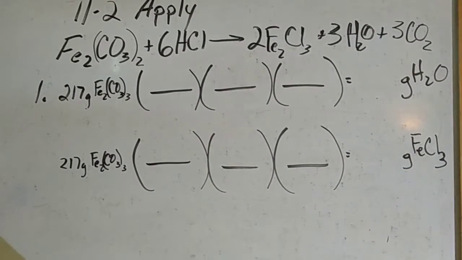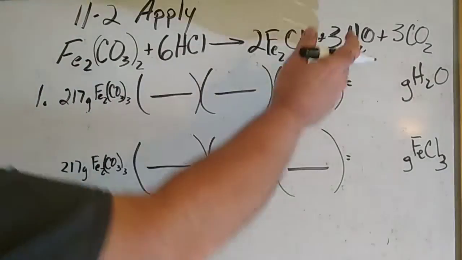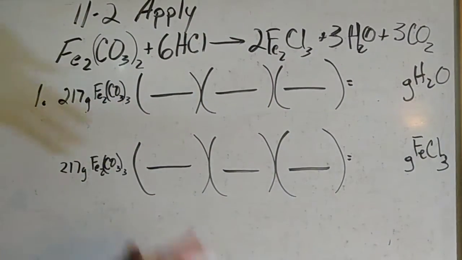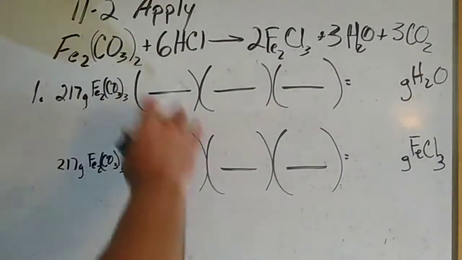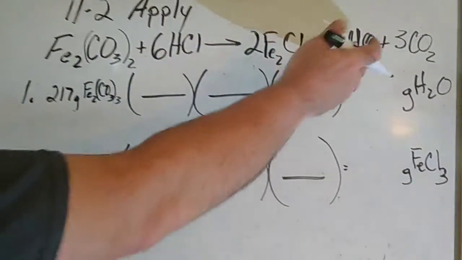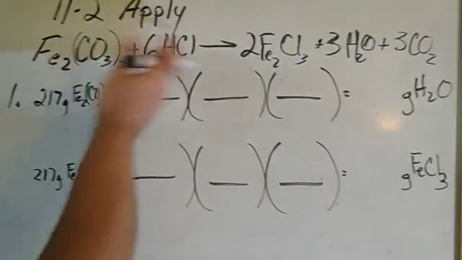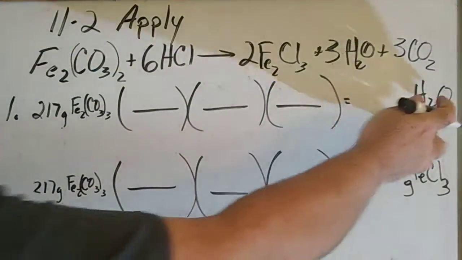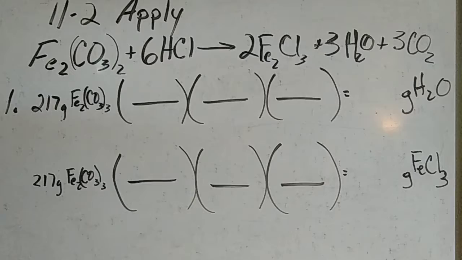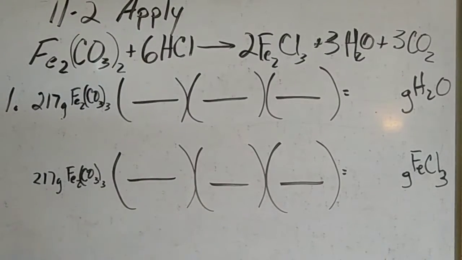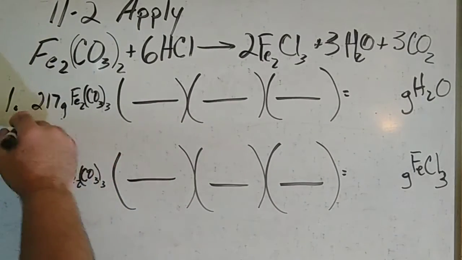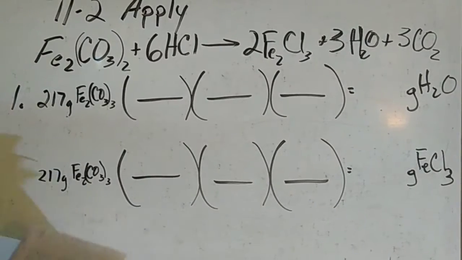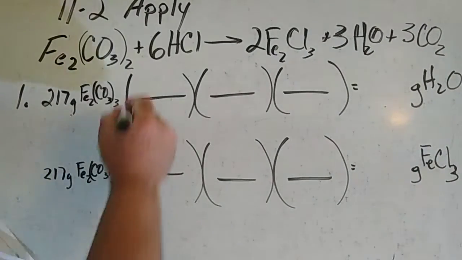So again, we got to know molar conversions. We have to have our balanced equation because this middle conversion, and most of the time your middle conversion on all of them, is always going to deal with that molar ratio between the reactant and product side, depending on what you're going to. So I'm going to do water first and then iron 3 chloride. I know you might have done it the other way. It doesn't matter. So we have 217 grams of iron 3 carbonate, and we have to turn that into moles.